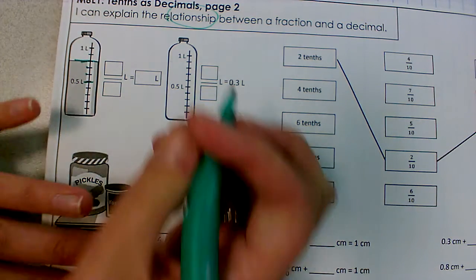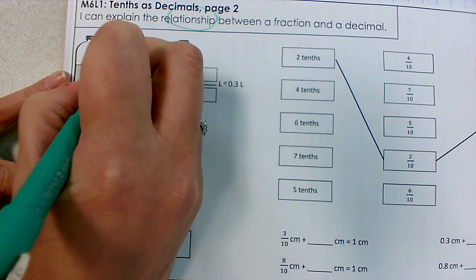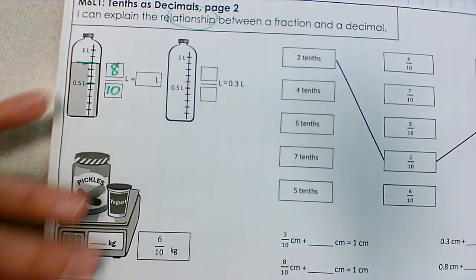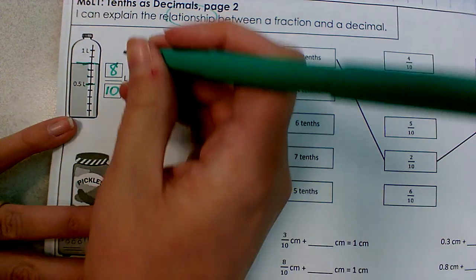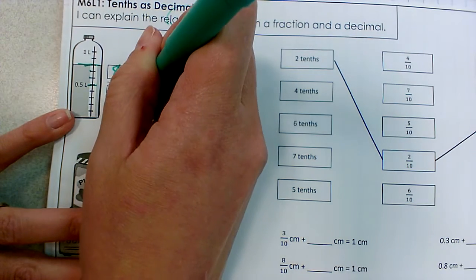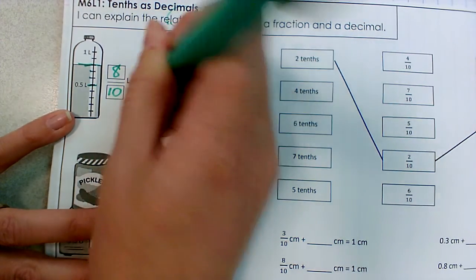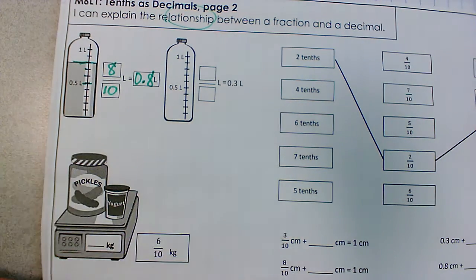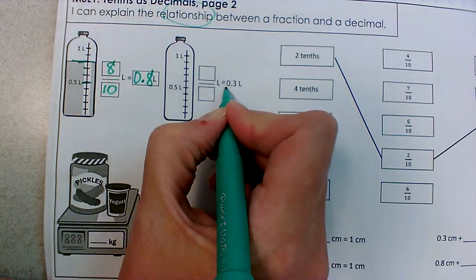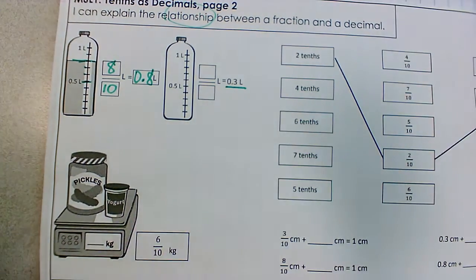Now since I'm saying it out loud, I know that as a fraction I would write it like this, 8 tenths. We're super familiar with fractions. Now as a decimal form, I would write 0 wholes, decimal, 8 tenths. Okay. This time I notice that my bottle is empty, but it's given me my decimal form of my amount.